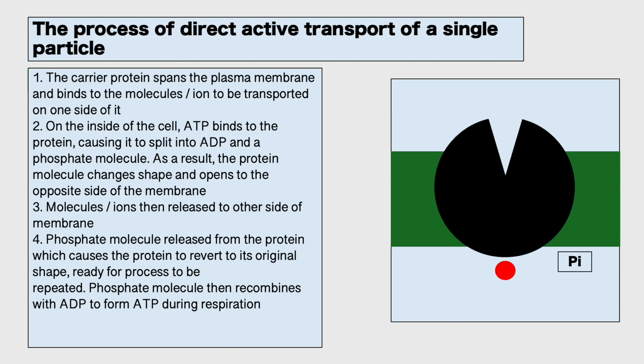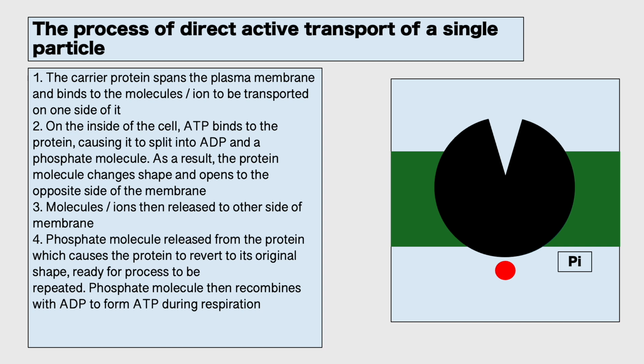Sometimes more than one molecule or ion may be moved in the same direction at the same time by active transport. Sometimes one molecule or ion is moved into the cell at the same time as a different one is being removed. For example, the sodium-potassium pump is where sodium ions are actively removed from the cell, while potassium ions are actively taken in from the surroundings.